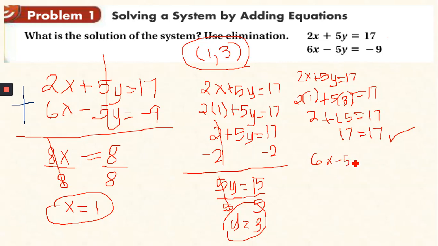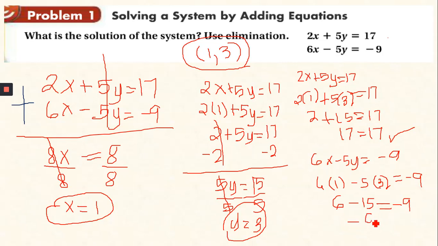How about the second one? 6x minus 5y is equal to negative 9. Okay, again, do the same thing. We're going to substitute the values. 6 multiplied by your x, which is 1, minus 5 times your y, which is 3, is equal to negative 9. 6 times 1, that is 6, minus 5 times 3, that is 15, is equal to negative 9. 6 minus 15, that is equal to negative 9.